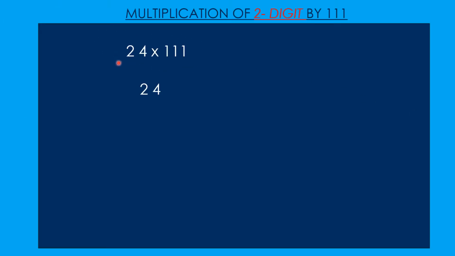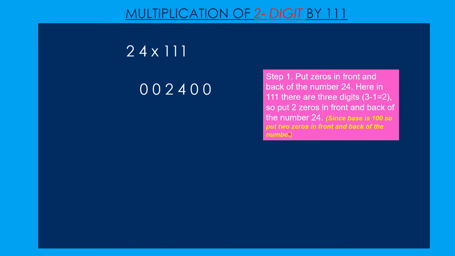24 times 111. So what is the first thing you do? You just write down 24. And next you put the number of zeros in front of 24 and at the back of 24. So how do we put the number of zeros? By looking at the number of ones we have here. So there are 3 ones, 3 digits. So 3 minus 1 is 2. So you put 00 in front of 24 and 00 at the back of the number 24. So that's how you put the zeros.